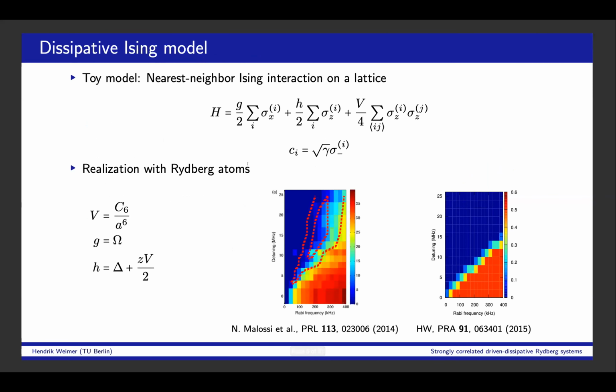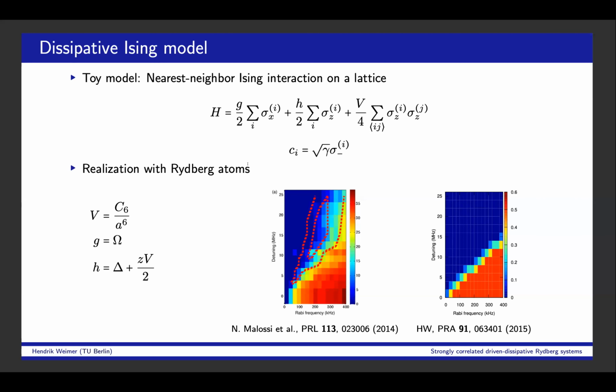All right, as many-body theorists, we like to play with toy models, and the simplest toy model that you can come up with is the nearest neighbor Ising interaction on a lattice. So in the language of the Ising model, you have a transverse field, that is related to the driving strength of your laser. You have a longitudinal field that is coming from the detuning and also some part of the interaction, and then you have an Ising interaction, in this case between nearest neighbors on a lattice. And you have the dissipation, as I said.